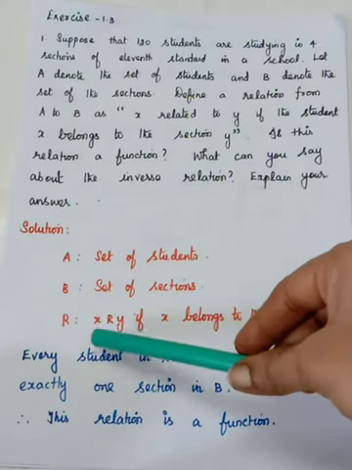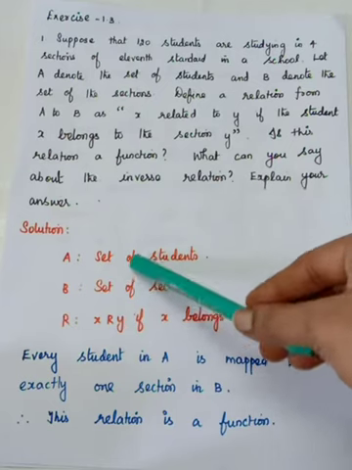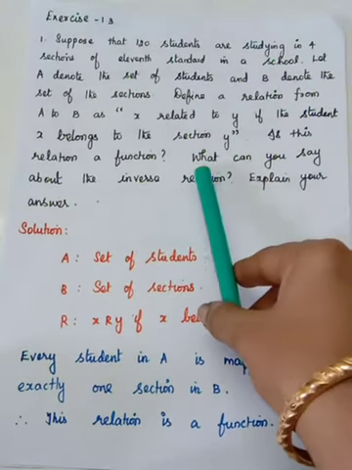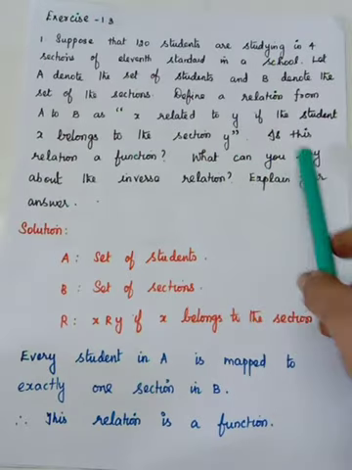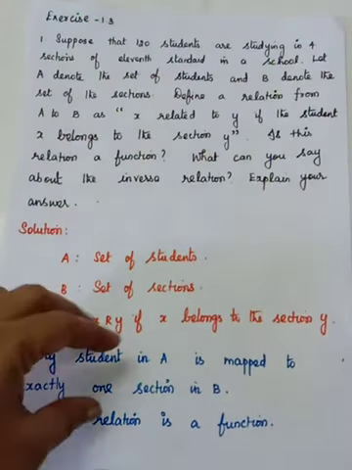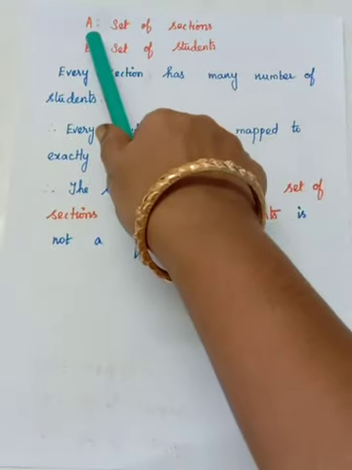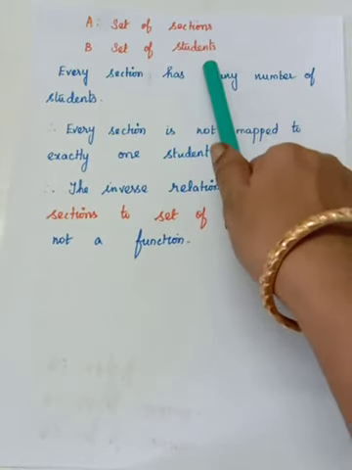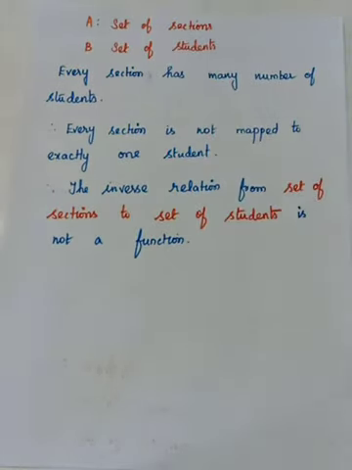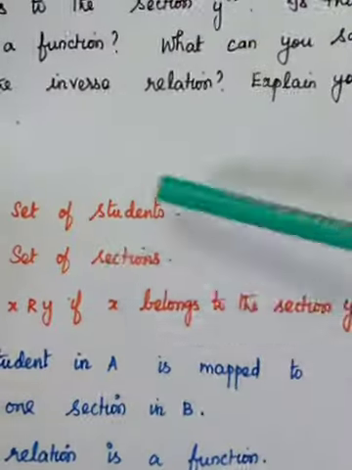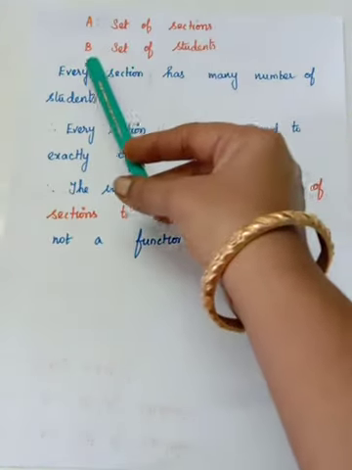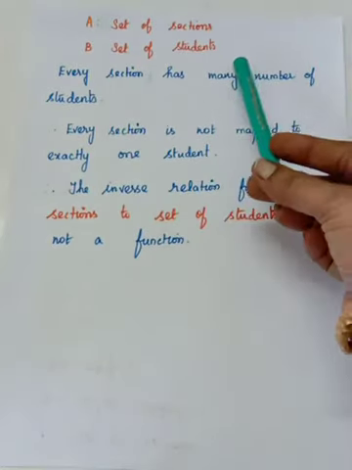It is a relation from the set of students to the set of sections, and it is a function. What is the second question asked? What can you say about the inverse relation? Inverse relation means I take A as the set of sections and B as the set of students. I just reverse the sets.